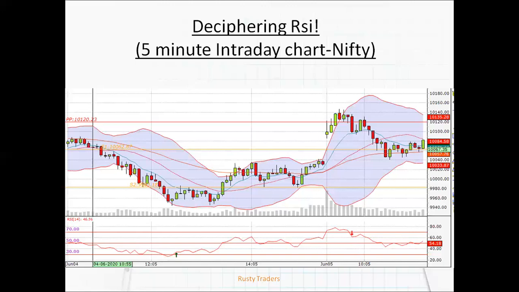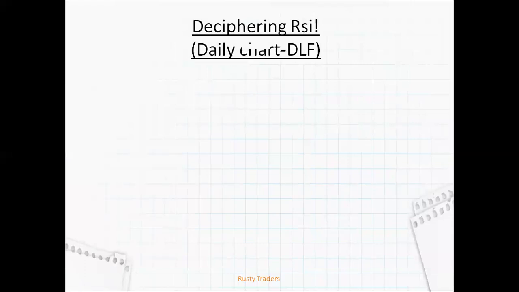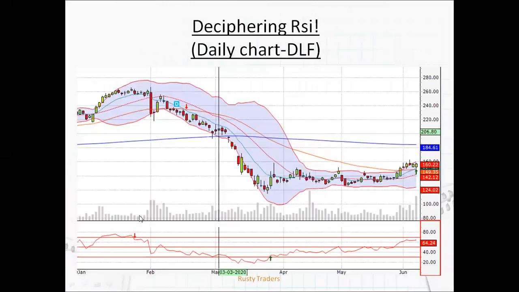Let's take another example. This time we are going to cover an example that takes a stock into consideration. We have a daily chart here of DLF. So here, if you see, we have got a sell signal in this particular example. From here to here, it traded above 70 for a very long time. And if you see the price action, it also gave you the same thing.